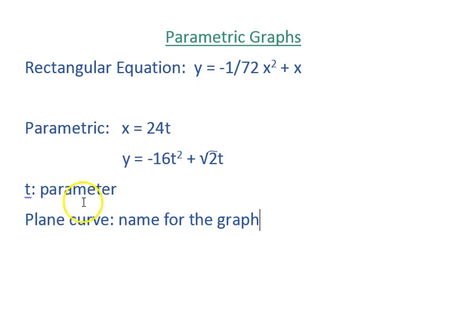It is important to learn what t is. T is what they're going to call your parameter. So if they ask you for the parameter, it's t. It's standing for time in this situation. And that's where they get the parametric graphs from, t being a parameter, those two words being related. The other thing that's going to be a little different is they're going to call your graphs plane curves. So if you see plane curve, that just means they're talking about the graph.